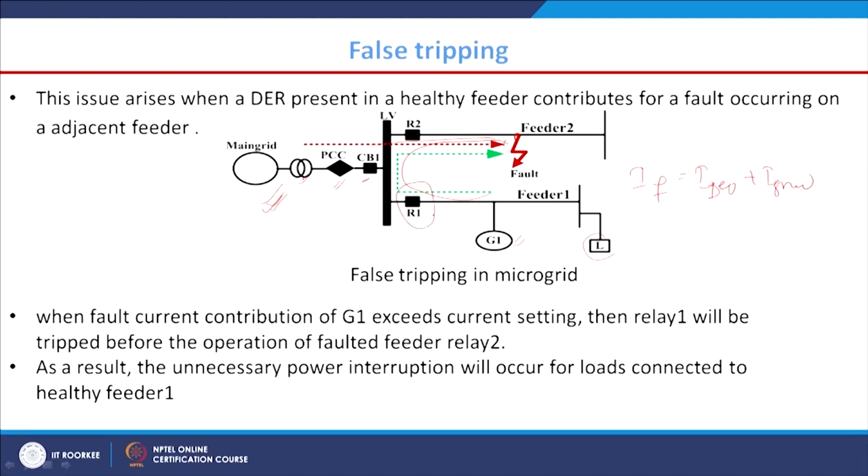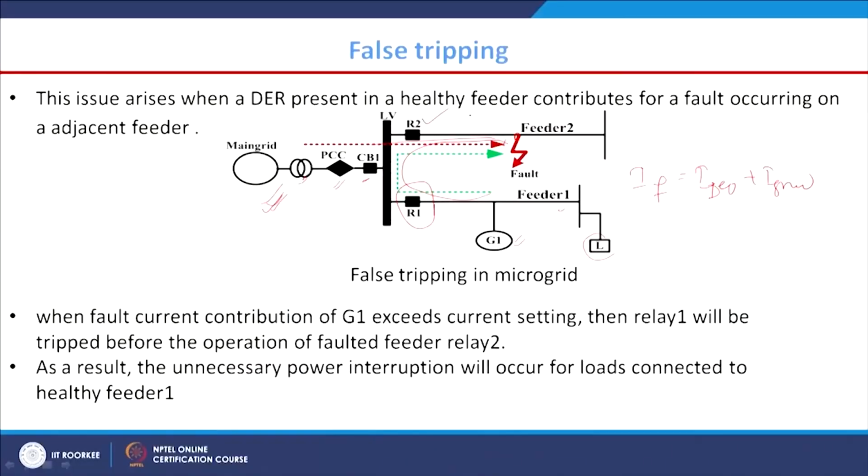This R1 is one relay, an overcurrent relay you can say, protecting this particular feeder, feeder 1, and this R2 is protecting feeder 2. Now, you know this feeder 2 is the faulty section, and feeder 1 is not the faulty section, right. So, it is not necessary to disconnect feeder 1, it is necessary to disconnect this feeder 2, right.